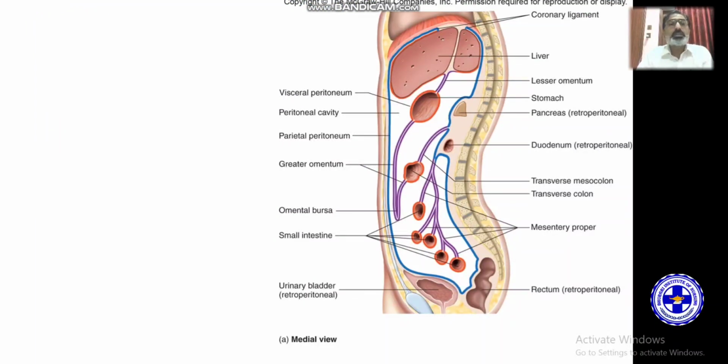Now we will discuss the peritoneal cavity, or peritoneum. Okay, so in the next lecture, inshallah, we will start the peritoneum. Thank you.